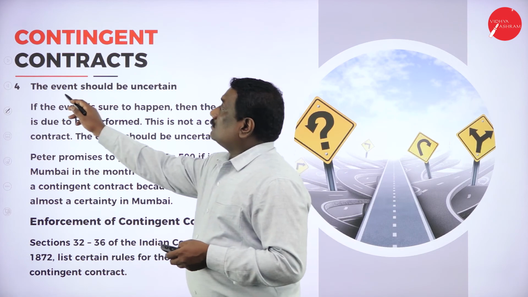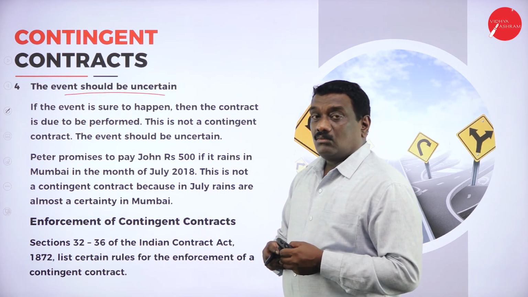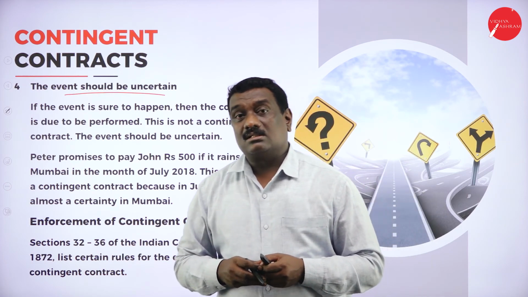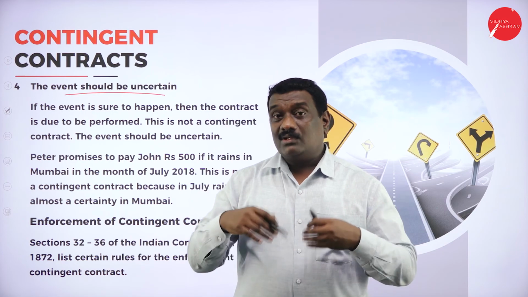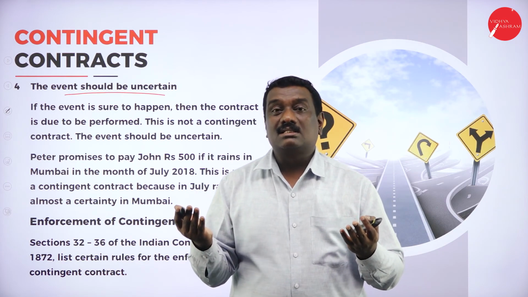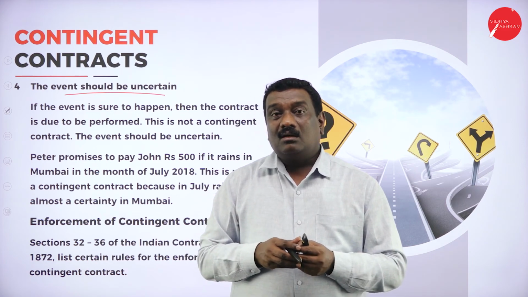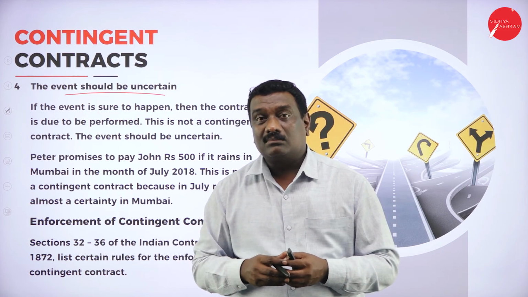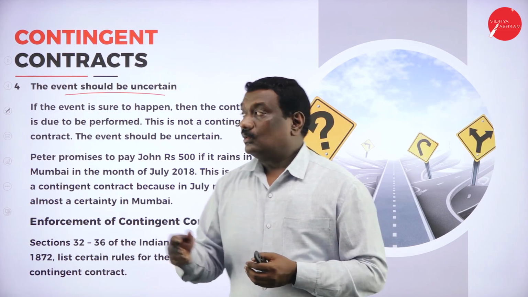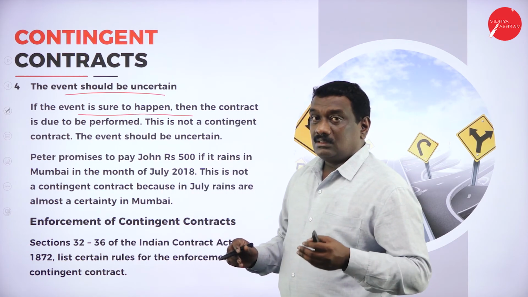The next essential is the event should be uncertain. What is certain and what is uncertain? Certain means death. Everyone knows that we are going to die, but when we are going to die, we don't know. That is uncertain. Everyone knows there is going to be rain in the rainy season, but when that particular rain is going to come, it is uncertain. We don't know.